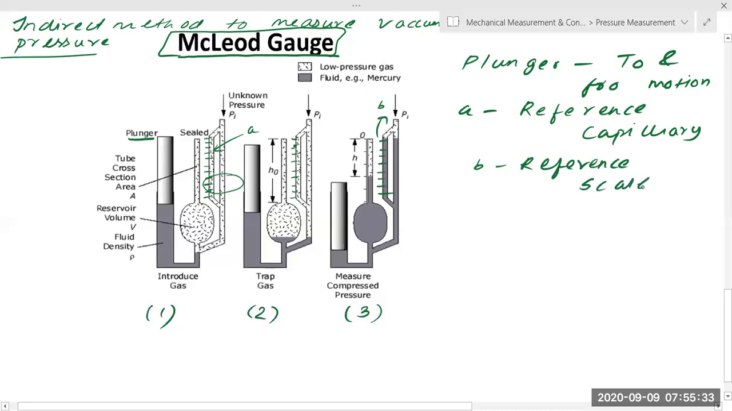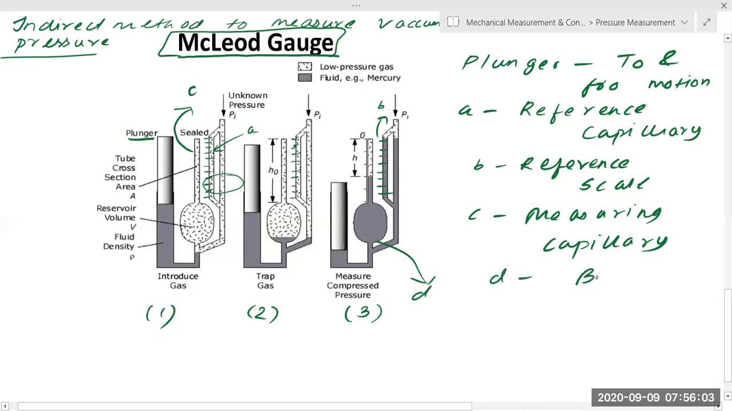The third thing that you can see is one more capillary, correct? This is called the measuring capillary. You can see this sealed part; if I name it C, this is the measuring capillary. Now this D part is called the bulb, the measuring bulb.